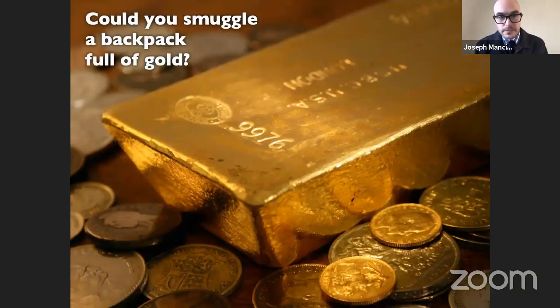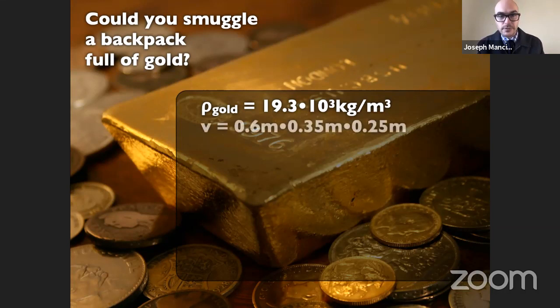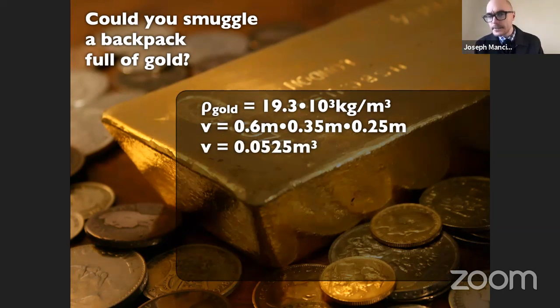But could you smuggle a backpack full of gold? So for a lot of reasons, the answer is no. But in terms of physics, like, could you? Well, the density of gold is 19.3 kilograms per liter, or 19.3 thousand kilograms per cubic meter, 19,300 kilograms per cubic meter. I measured my daughter's backpack. It's 60 centimeters by 35 centimeters by 25 centimeters, which means it has a volume of that many cubic meters, which doesn't seem like a lot. Maybe my daughter could smuggle a backpack full of gold.